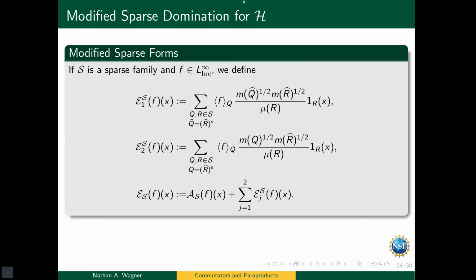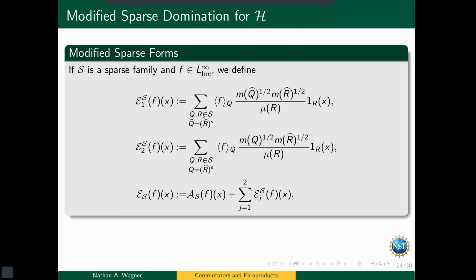And so in this first funny looking sparse form, I have an average of F on Q, that's usual. But instead of multiplying by the characteristic function of Q, I multiply by the characteristic function of R, where R is some dyadic relative of Q, also in the sparse collection. And in this case, Q hat is equal to the sibling of R hat. So I guess these intervals are like dyadic cousins. And we also have this normalization factor, mu of Q hat to the 1/2, mu of R to the 1/2, divided by mu of R.